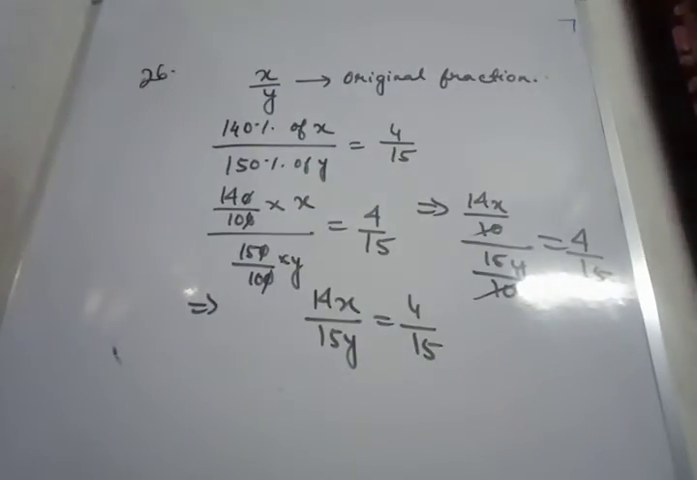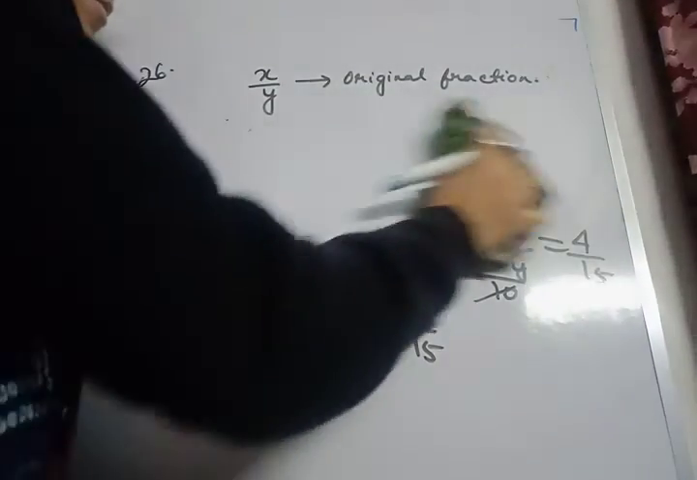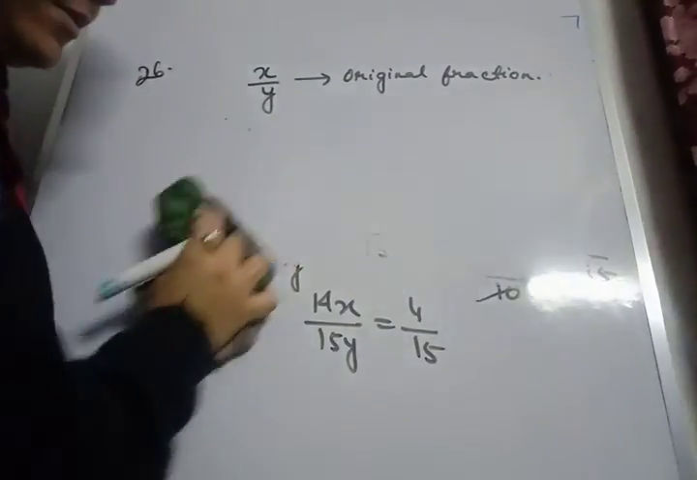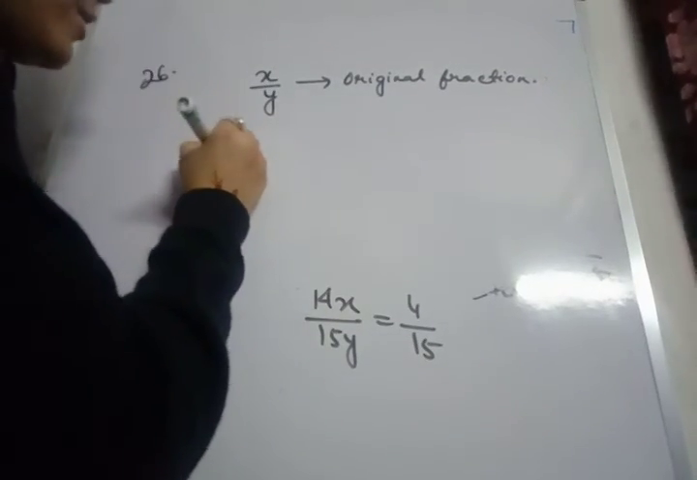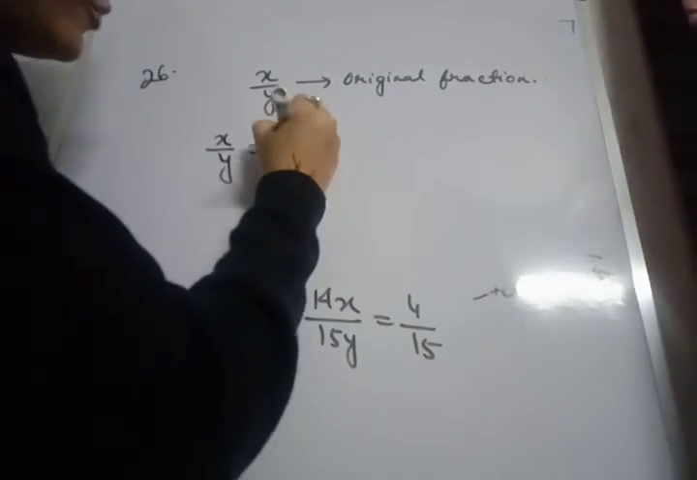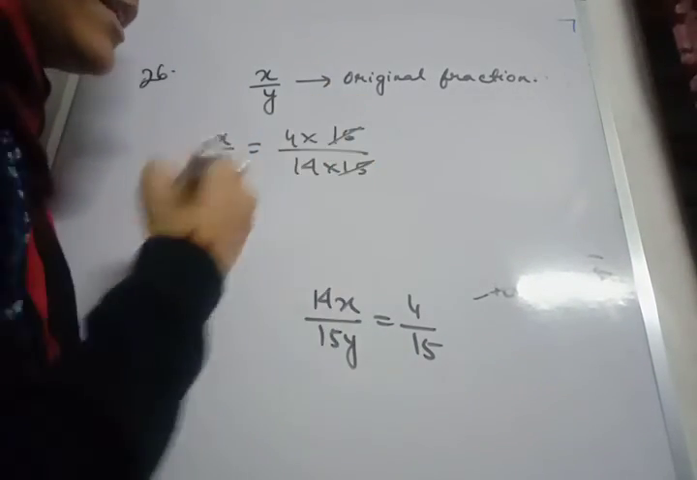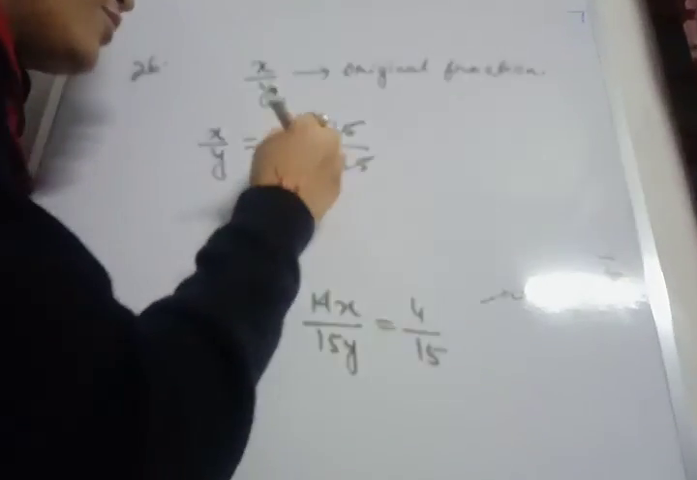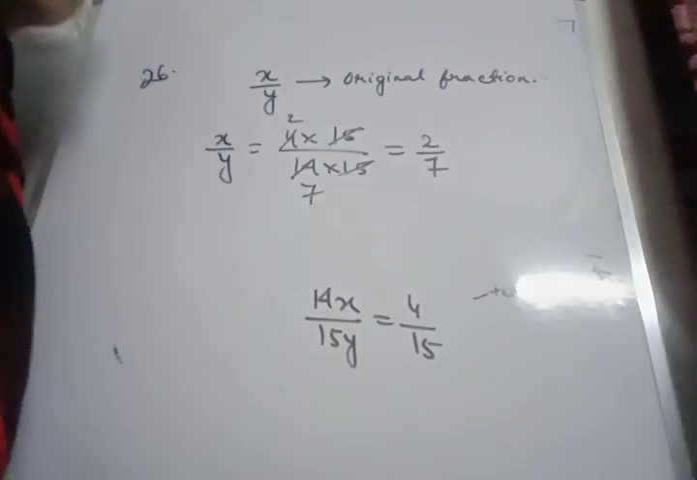Next, I have to cross multiply. So x by y equals to how much? 4 into 15 divided by 14 into 15. 15 gets cancelled. 2 2s are 4, 2 7s are 14. So this is the original fraction, that's equals to 2 by 7.